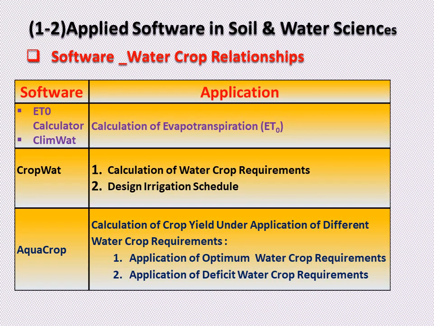Second group of tools: some software which will be applied in soil and water. First subgroup, software related to water. ETo calculator for calculation of evapotranspiration, CropWat for the calculation of water requirement and the design of irrigation schedule. AquaCrop for calculating crop yield under application of different water requirements. Two options: application of optimum crop water requirement or application of deficit crop water requirement.